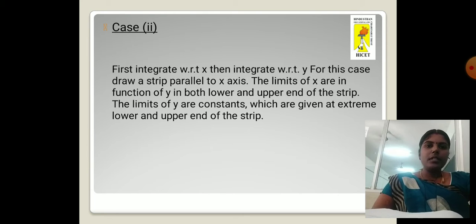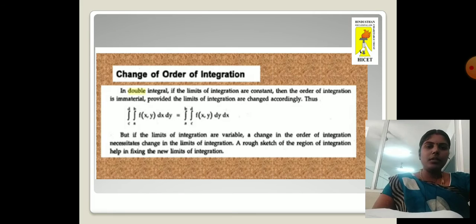Next, case 2: first integrate with respect to x, then integrate with respect to y. For this case, draw a strip parallel to the x axis. The limits of x are functions of y at both the lower and upper end of the strip. The limits of y are constants, given at the extreme lower and upper end of the region.